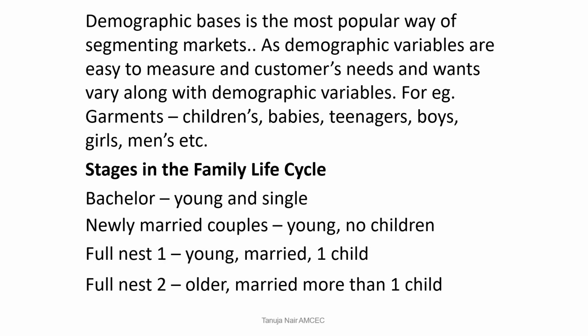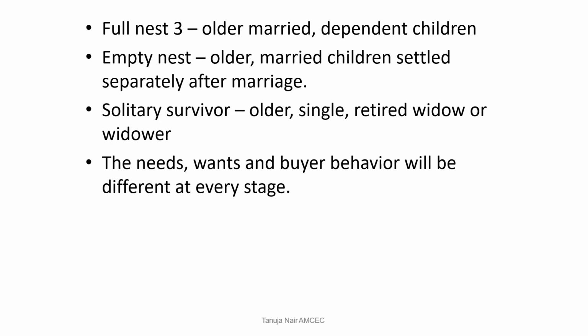So these are the stages in the family life cycle. Like I told you, bachelor, young and single, newly married couples with no children, then full nest one, young married with a single child, full nest two, older married with more than one.